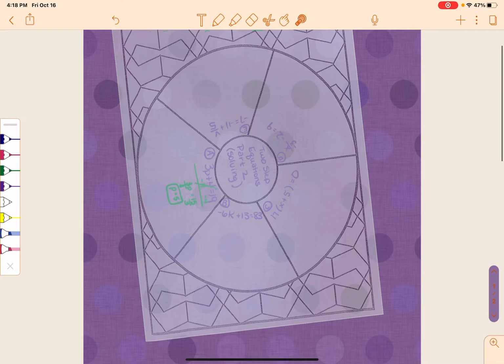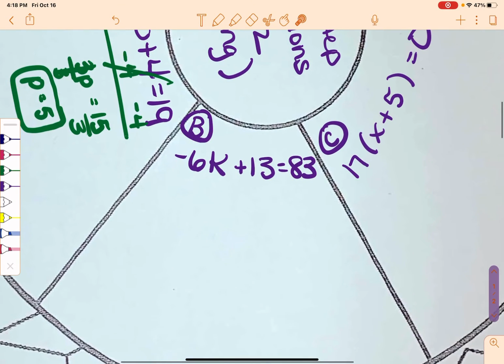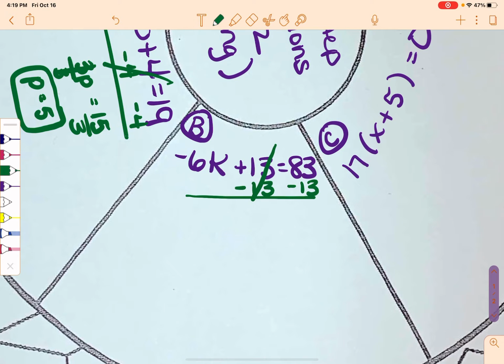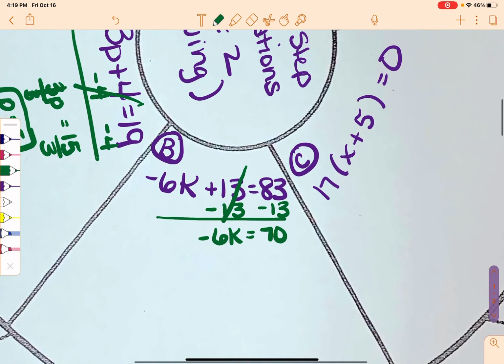Okay, I'm going to turn this to go to the next one. So I have negative 6k plus 13 equals 83. So I'm going to start to get this by itself first by getting rid of this. So the opposite of adding 13 is subtracting 13. So these 13s cancel to 0. Left with negative 6k on that side. 83 minus 13 is going to be 70.